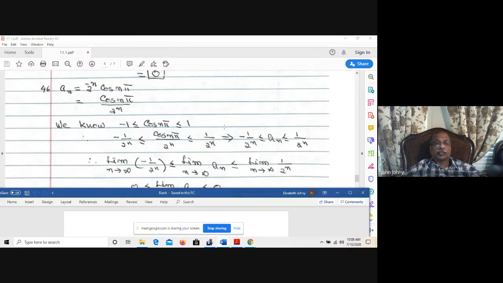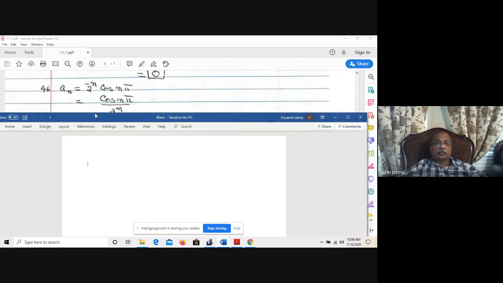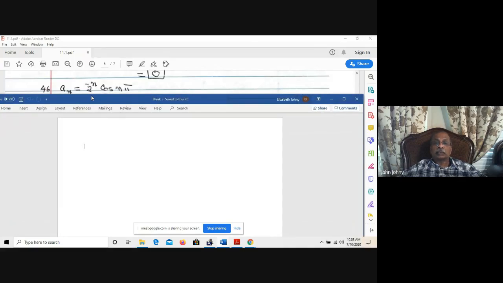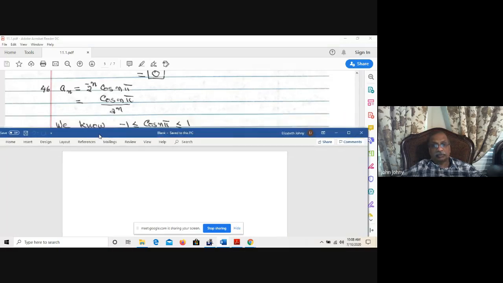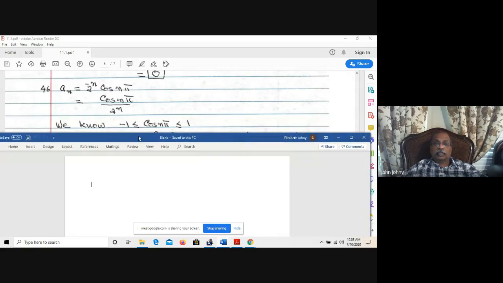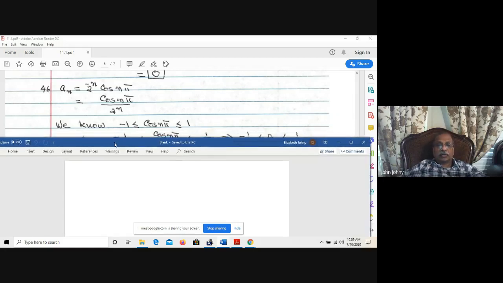Okay, so 46. a_n is equal to 2 to the power of negative n times cos n pi. So that is cos n pi divided by 2 to the power of n, because negative exponent means a reciprocal with positive exponent. We know cos n pi lies between negative 1 and 1, because the range of the cosine function is from negative 1 to 1, just like we have seen for the tan function. So negative 1 less than or equal to cos n pi less than or equal to 1.